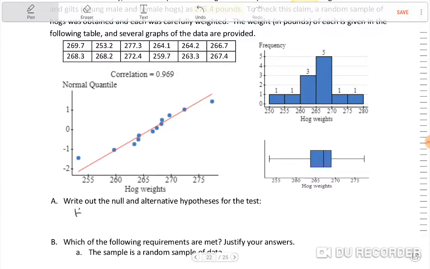Okay, so the null hypothesis and the alternative hypothesis. The null is where the mean would equal 275.4. And the alternative would be that it's not equal to that.